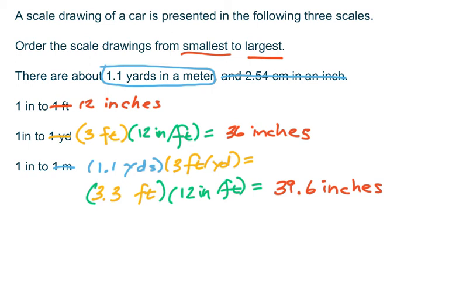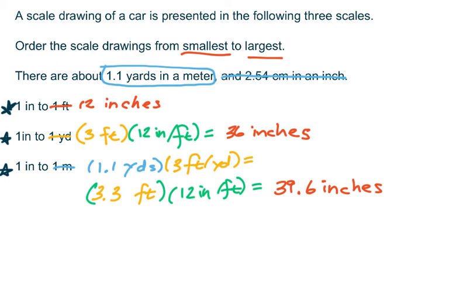So now that we have all of these, we can see that the order is actually from smallest to largest, which is what we were asked to do. And so when you're looking at the scales, the smallest one is 1 inch to 1 foot. The next one is 1 inch to 1 yard. And the next one is 1 inch to 1 meter.